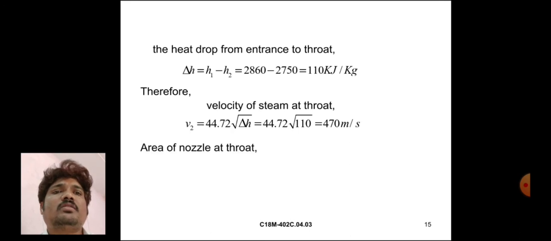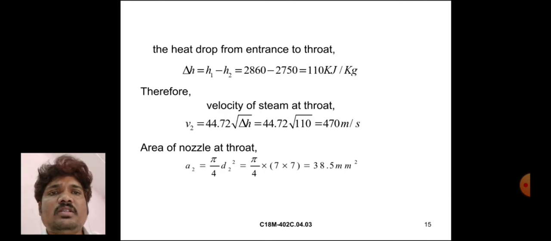Area of nozzle at throat. The nozzle area at throat position is A2. Entry position area is indicated A1, exit position area is indicated A3, and in throat position the area is indicated A2.